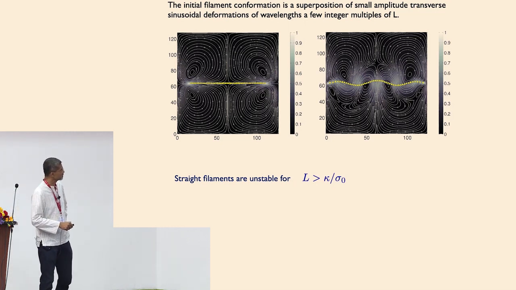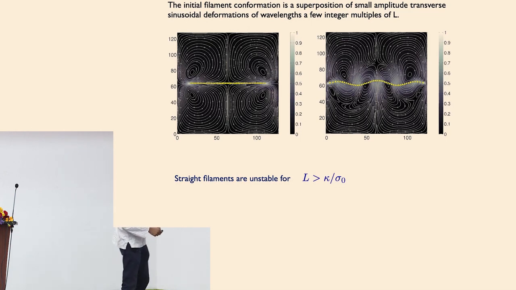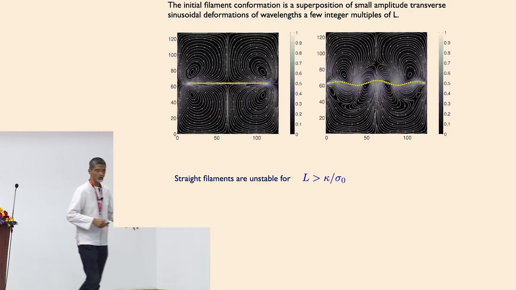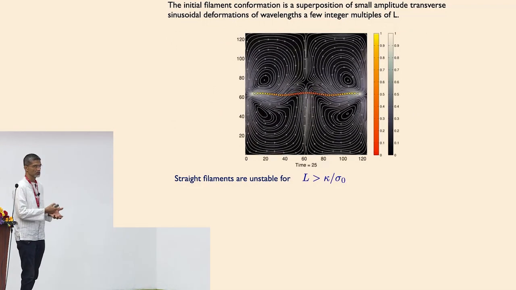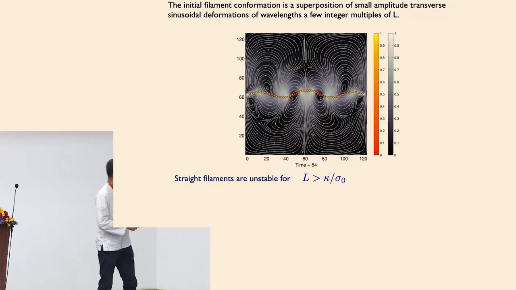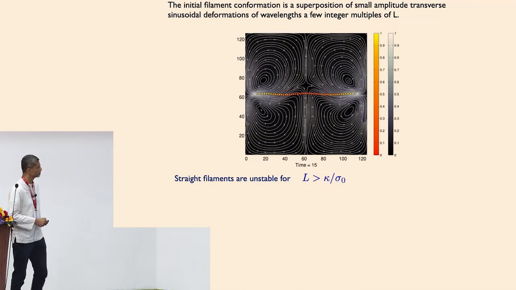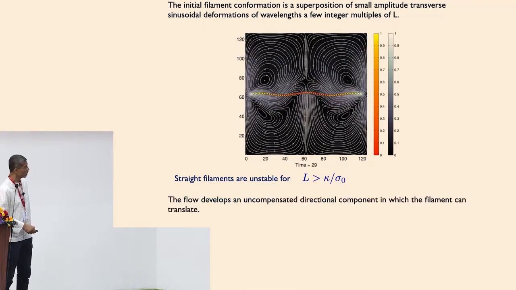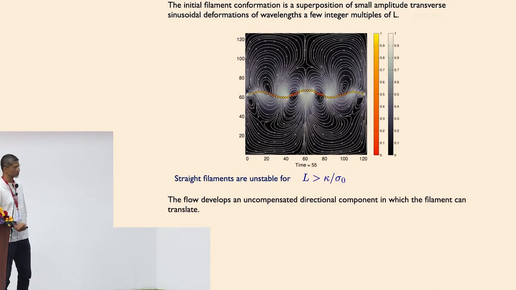So even though the straight filament is only stretching along the filament, if you have a small bend on it coming from other fluctuations, you will have a net flow, and that uncompensated flow would then just drive this filament. The only counteracting force would be the bending modulus, so that is what you would see. For all filaments we can show they are unstable for length greater than kappa by sigma naught.